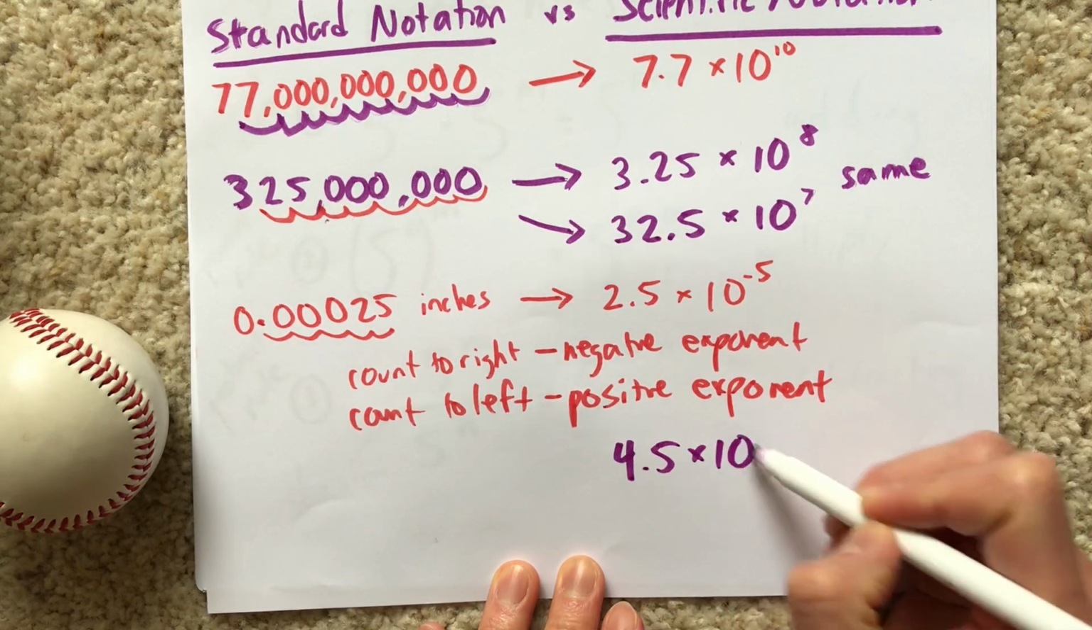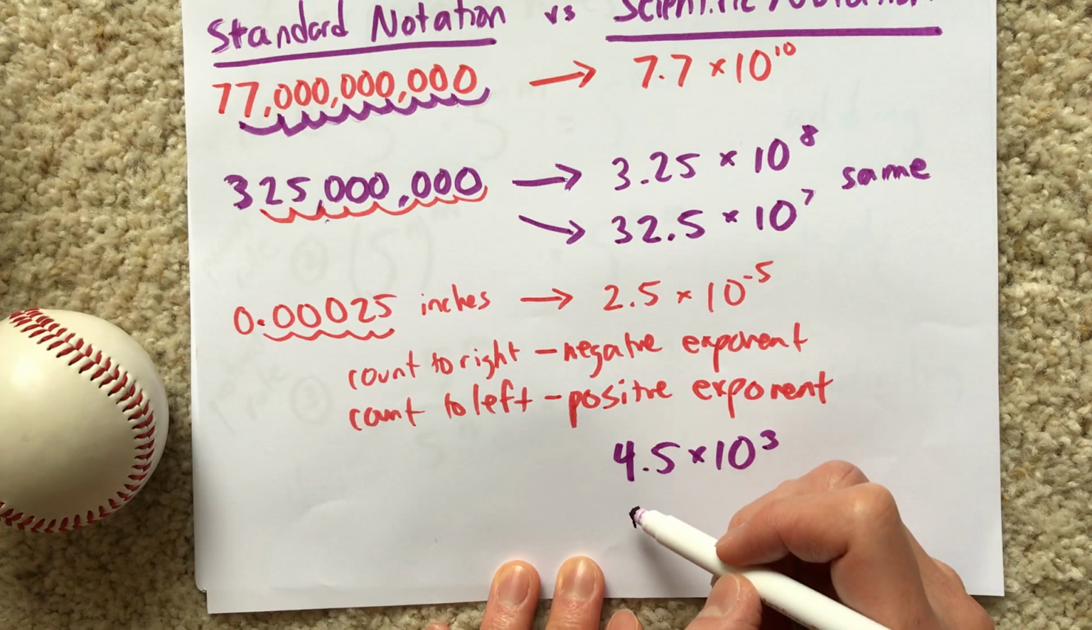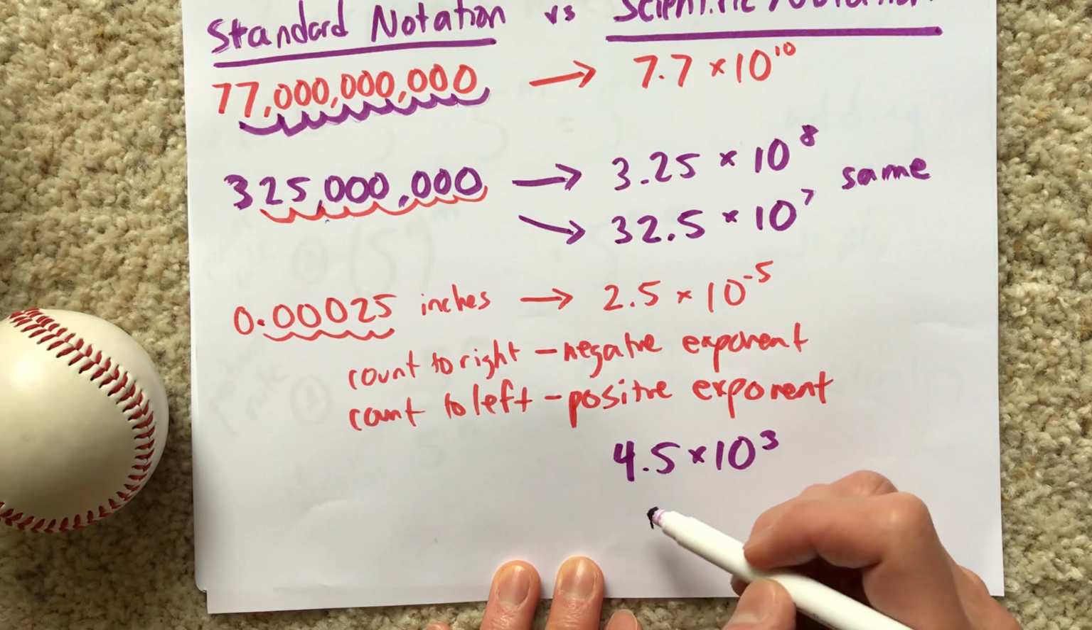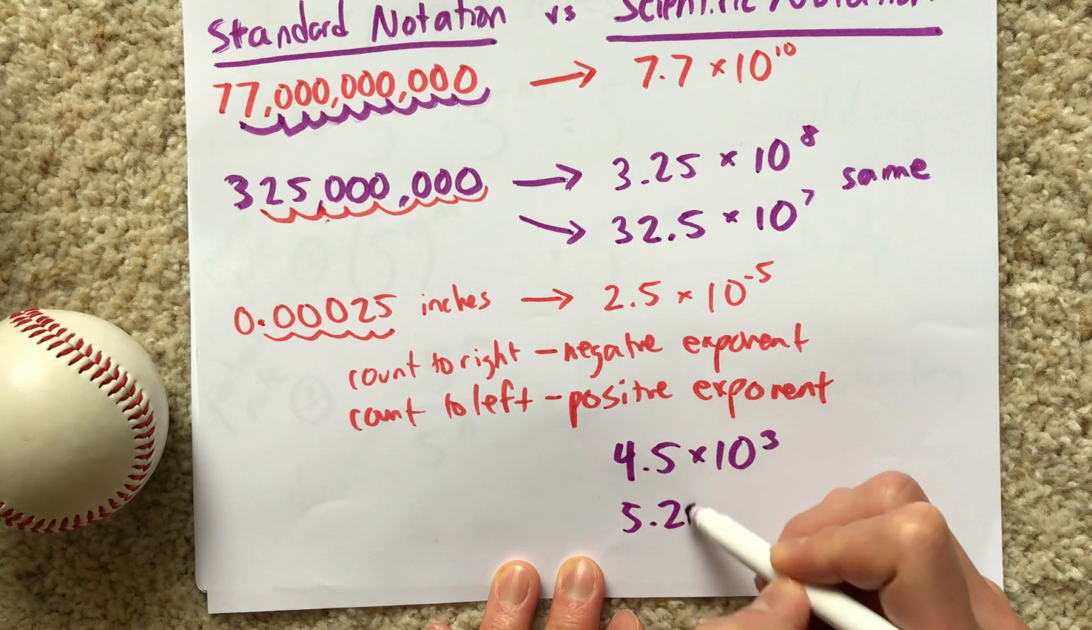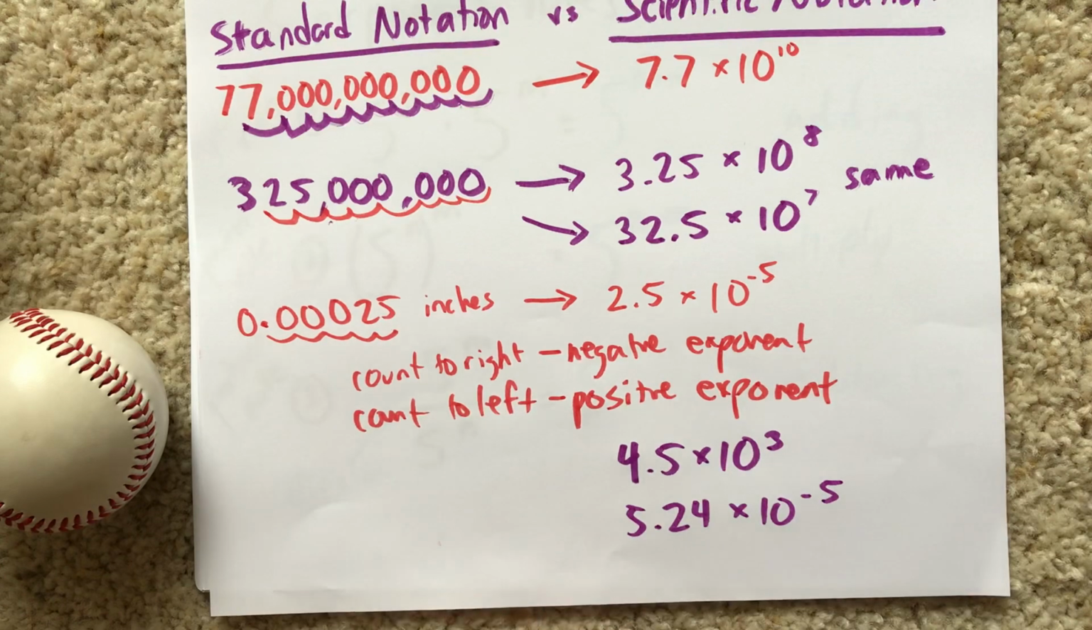4.5 times 10 to the third power. And let's try 5.24 times 10 to the negative 5. Let's try those.